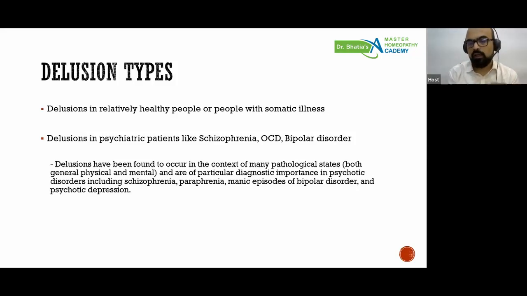Now, in homeopathy, we often say that we have to take only the characteristic symptoms. We need to focus on the characteristic symptoms. Does that mean we ignore the symptoms of delusions and illusions in cases of schizophrenia? Again, a question to all of you. Should we ignore symptoms of delusions, illusions, hallucinations in cases of schizophrenia or OCD?